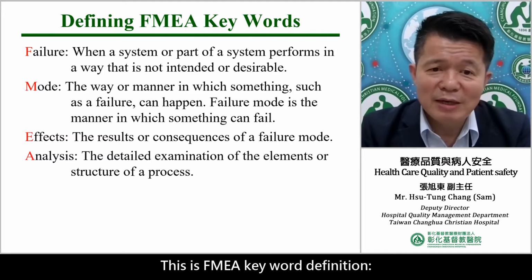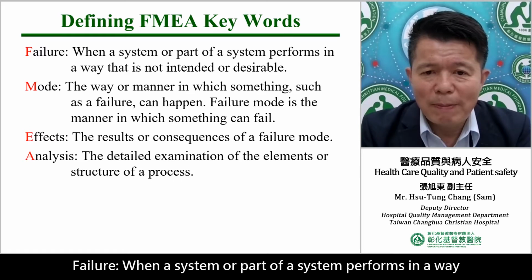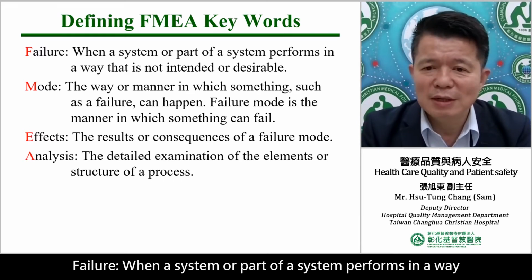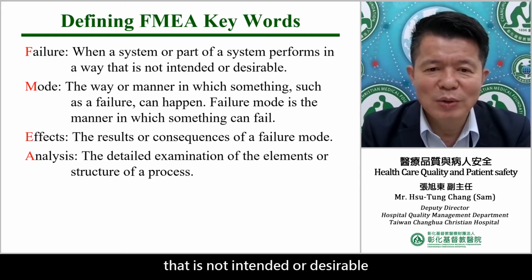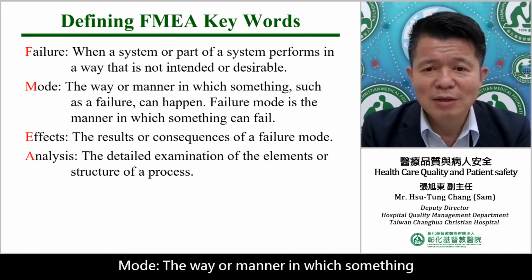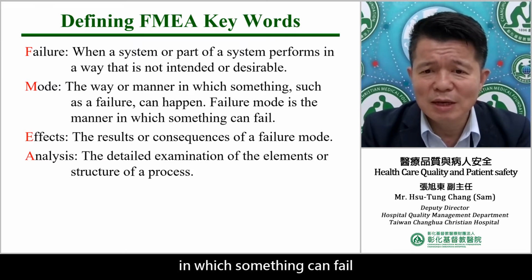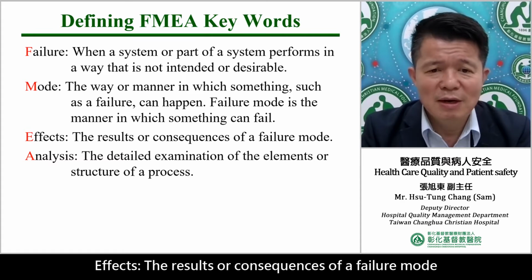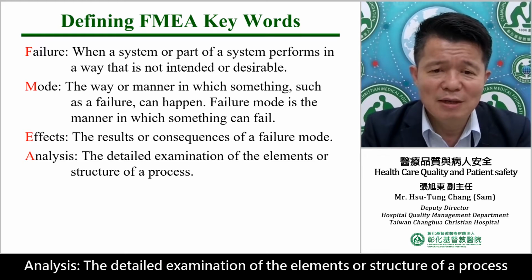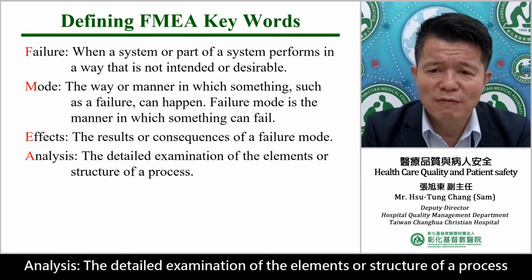This is the FMEA keyword definition. Failure: when a system or part of a system performs in a way that is not intended or desirable. Mode: the way or manner in which something such as a failure can happen. Failure mode is the manner in which something can fail. Effects: the results or consequence of a failure mode. Analysis: the detailed examination of the elements or structure of a process.